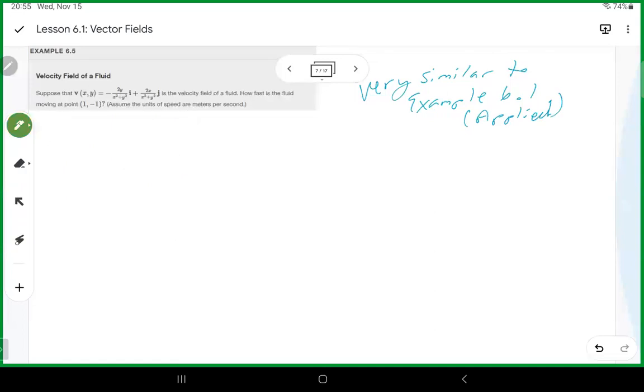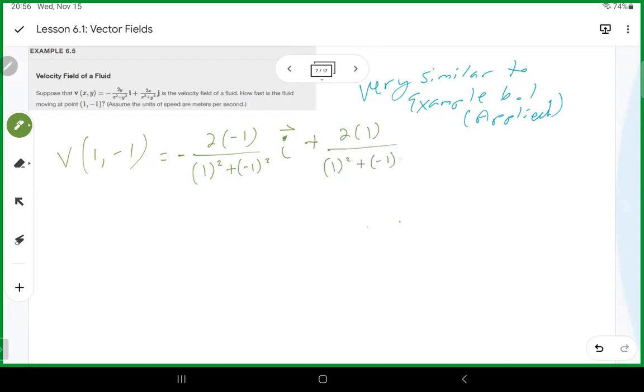So you're going to basically find V(1, -1), should be 2, -1. Sorry, that's the negative for this one out front. And that's going to be 1 squared plus (-1) squared i plus 2 times 1 over 1 squared plus (-1) squared.